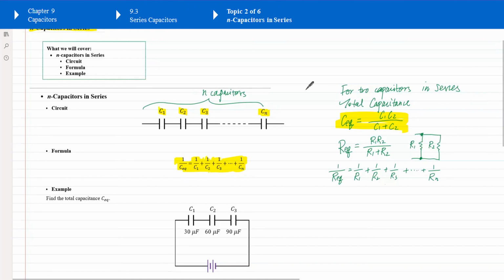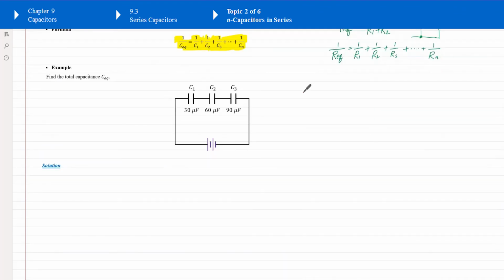Let's work on the example here. We need to find the total capacitance Ceq for three capacitors, C1, C2, and C3 connected in series. First, write down a general formula. 1 over Ceq equals 1 over C1 plus 1 over C2 plus 1 over C3.